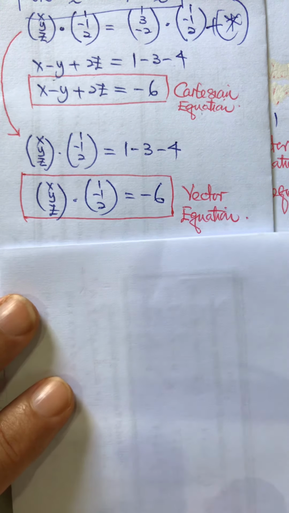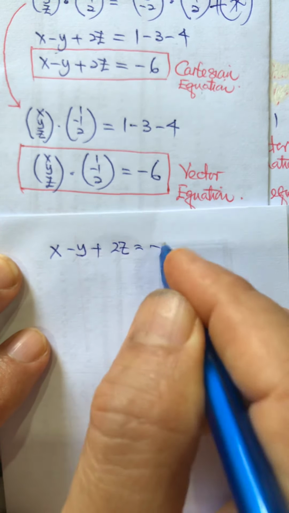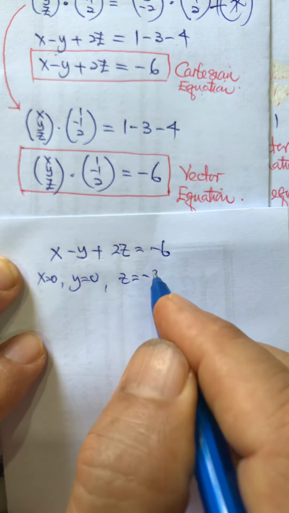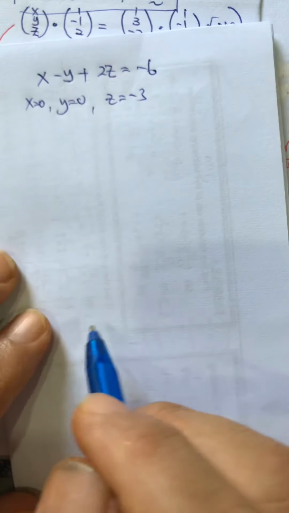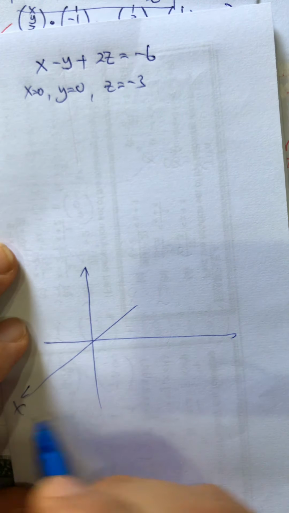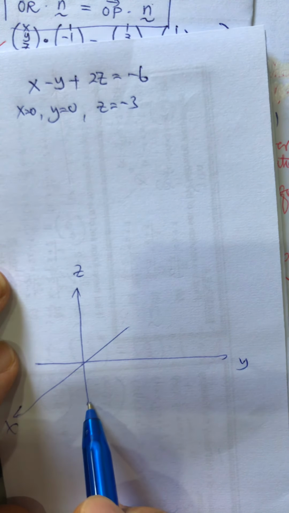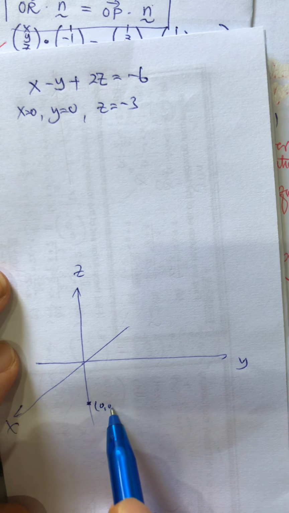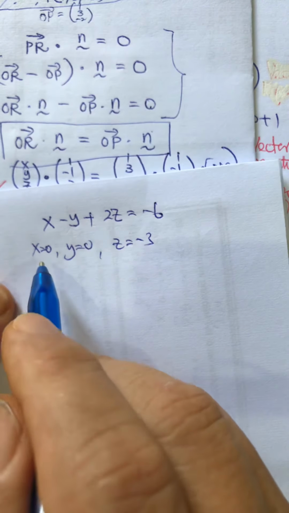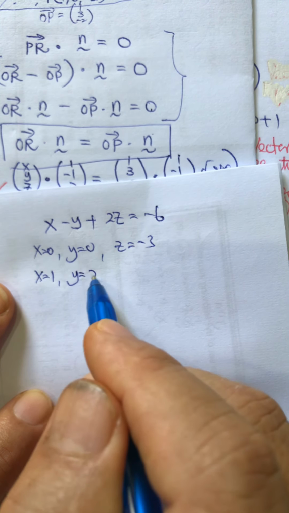Because there I got no place to write. Okay, you see x minus y plus 2z equal to -6. x equal to 0, y equal to 0, z equal to -3. So that means the plane passes through this point, (0, 0, -3). Actually, there are many points. You can put, let's say, x equal to 1, y equal to 2, correct?